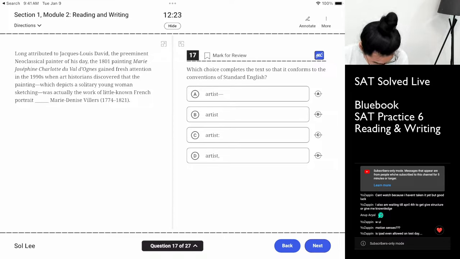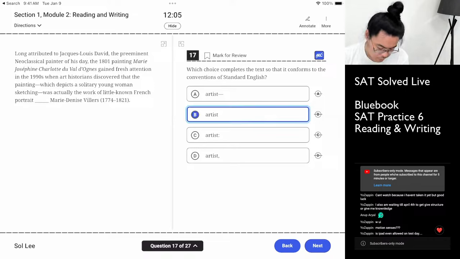Long attributed to blah blah blah, gained fresh attention in the 1990s when historians discovered that the painting was actually the work of a little known French portrait artist. It doesn't have an article in front, so you just have to choose the no comma. Okay.